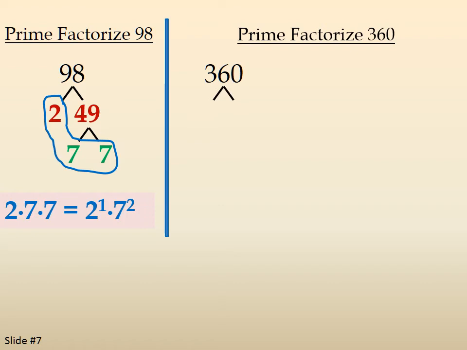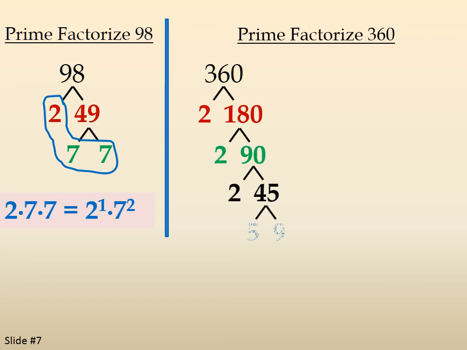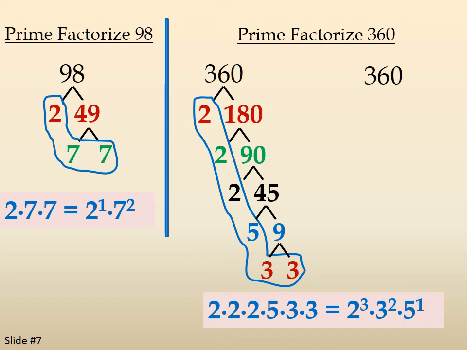We could do 2 times 180. 180 is 2 times 90. 90 is 2 times 45. 45 is 5 times 9. And the 9 is 3 times 3. So we grab the numbers at the end of the stems, and we have 2 cubed times 3 squared times 5 to the 1st. Now let's try it again with a different pair.